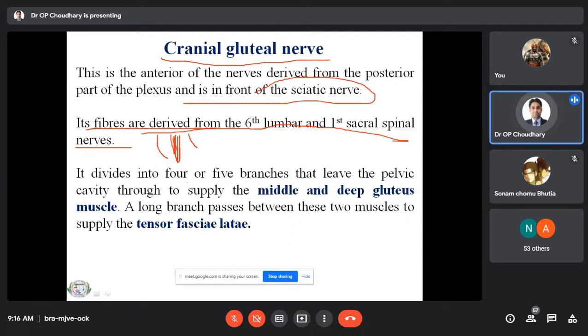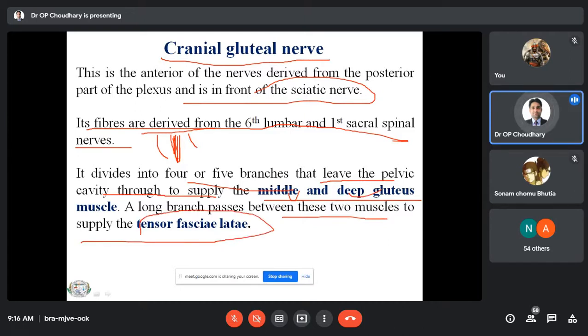Then it divides into 4 or 5 branches, leaves the pelvic cavity, and supplies the gluteus medius and minimus muscles. As you know, these are muscles of the lateral aspect of the hip region. A long branch also passes between these 2 muscles and supplies the tensor fascia lata. So simply, this first nerve of the posterior part of the lumbosacral plexus supplies the lateral aspect muscles of the hip region, including the gluteus medius and minimus along with the tensor fascia lata.